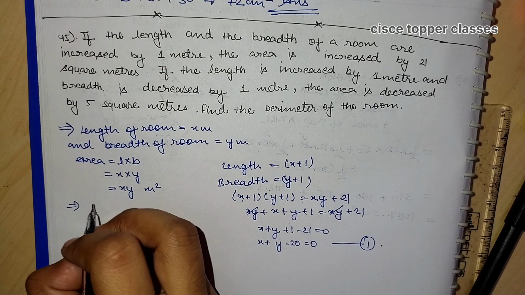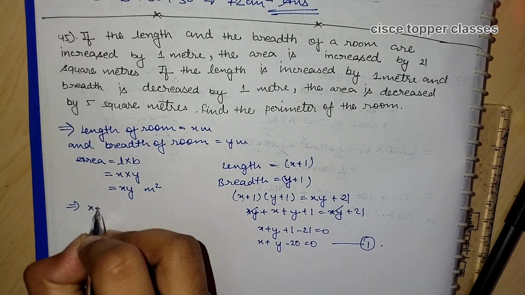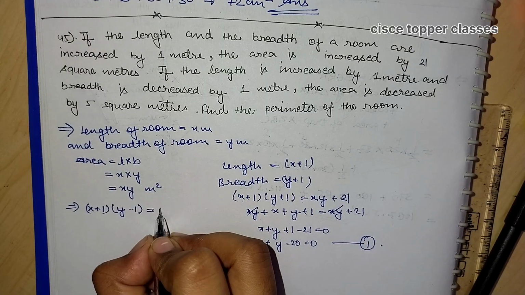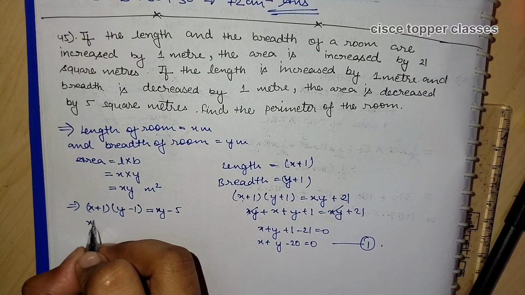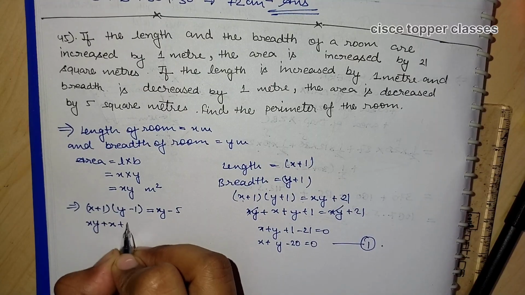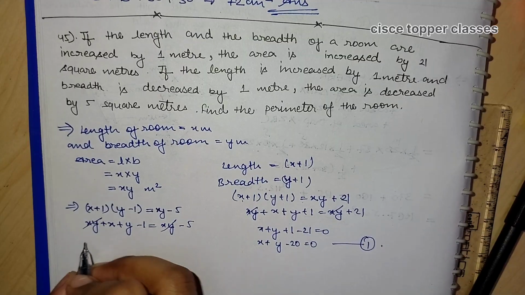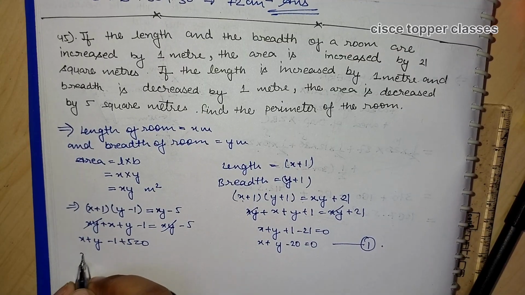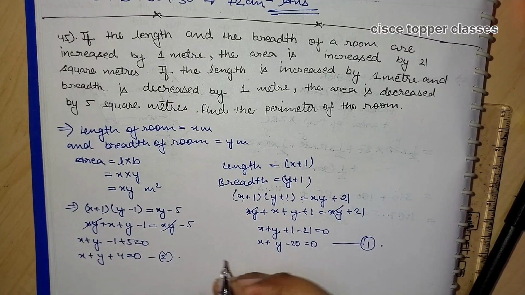Now the second part: the length is increased by 1 meter and the breadth is decreased by 1 meter. So this will be x plus 1 into y minus 1 equal to xy decreased by 5, so xy minus 5. Xy plus x plus y minus 1 equal to xy minus 5. This xy will be cancelled out, and x plus y minus 1 plus 5 equal to 0. So x plus y plus 4 equal to 0 as the second equation.